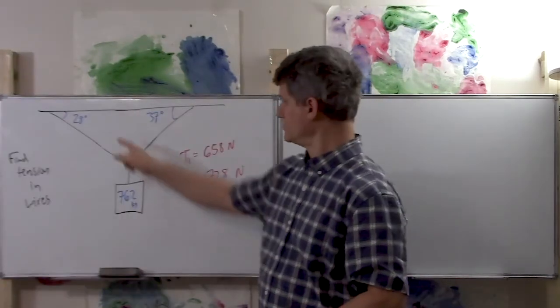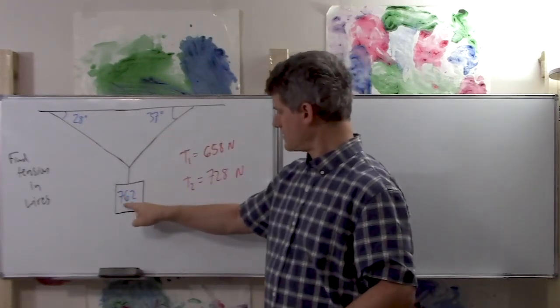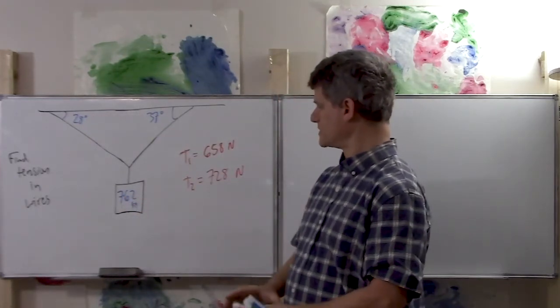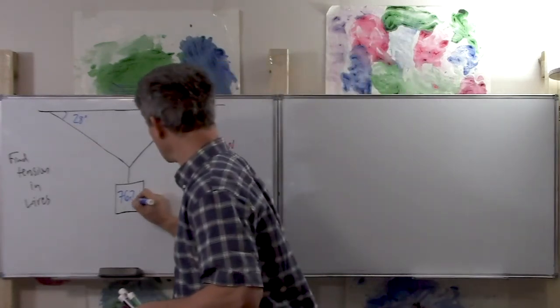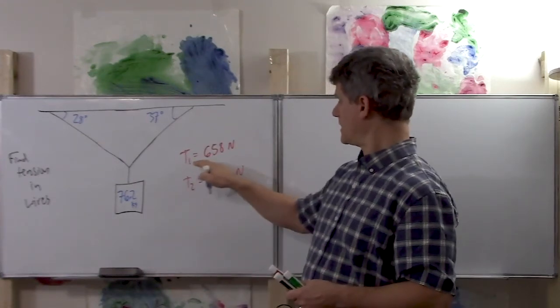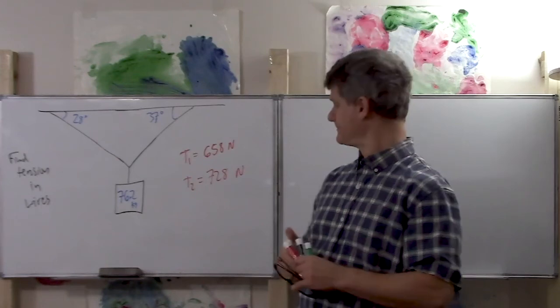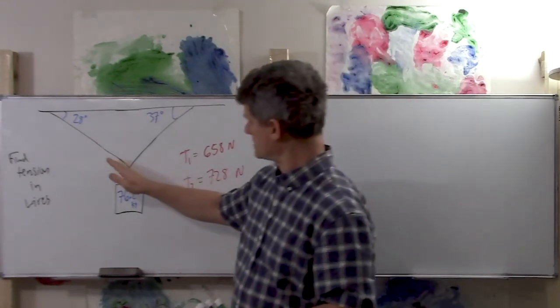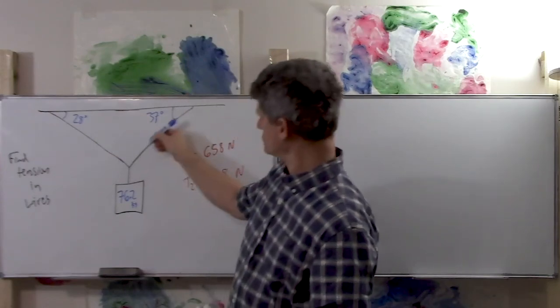And here's one for you to do. We have an angle of 28 degrees and 37 degrees, and the mass here is 76.2 kilograms. So you want to find the tension in the wires so that this is in equilibrium. The results you should get would be T1 is 658 and T2 is 728. And that is assuming that T1 is on the left, so T1 is pointing up like that, and T2 is pointing up like that.